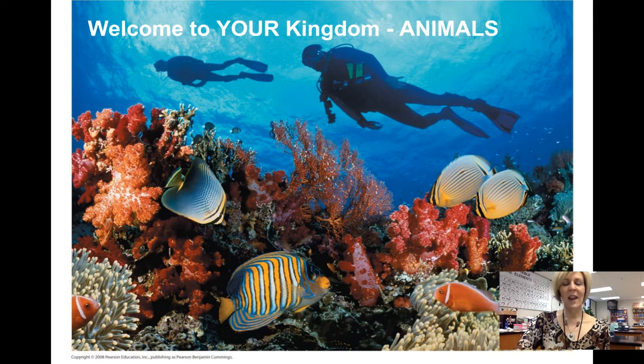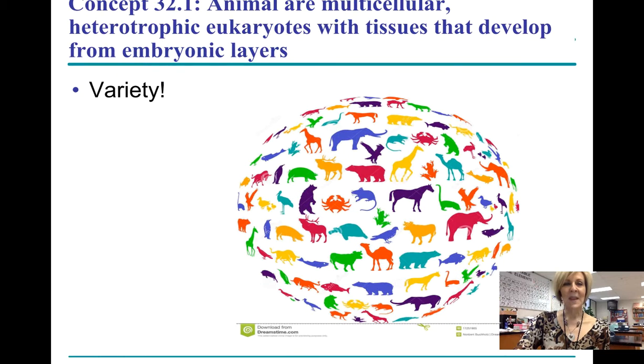So this is just a whirlwind tour of the animal kingdom to learn a little bit more about our kingdom. And of course, we are in the domain Eukarya. So what are the characteristics that set animals apart? Well, animals are multicellular. They are heterotrophic eukaryotes with tissues that develop from embryonic layers.